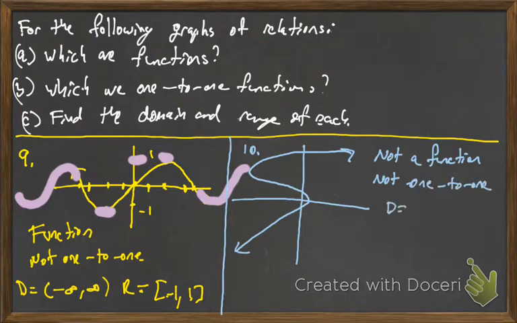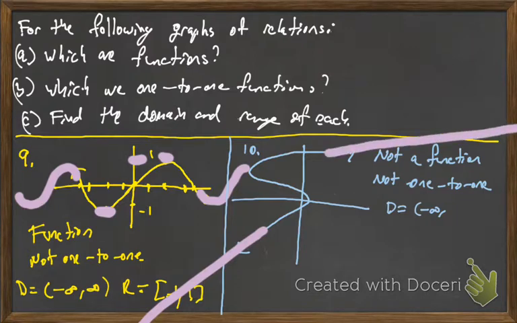Okay. It is going to go on forever this way, so the farthest to the left it gets is minus infinity. Likewise, it's going to go off forever to positive infinity. And same argument for the range. The lowest it gets is minus infinity, and then it will eventually get to positive infinity.